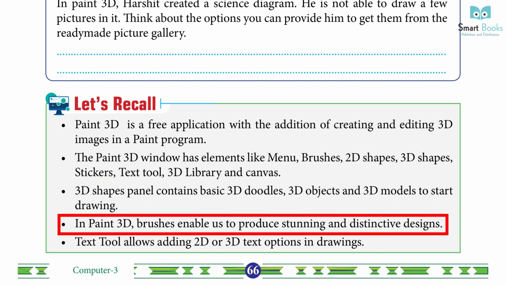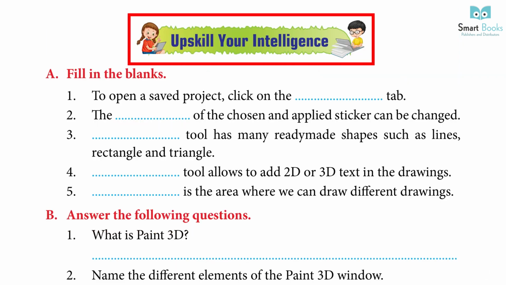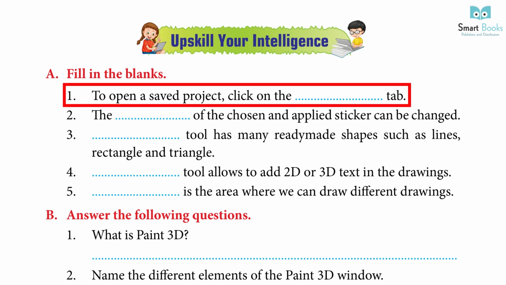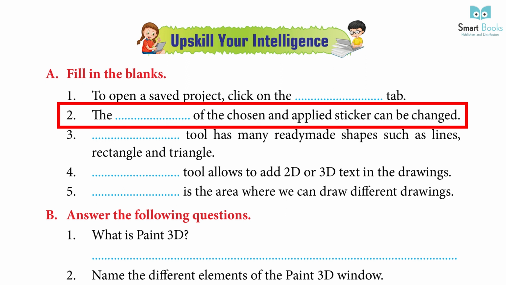In Paint 3D, brushes enable us to produce stunning and distinctive designs. The text tool allows adding 2D or 3D text in drawings. Upskill your intelligence. A. Fill in the blanks. 1. To open a saved project, click on the dash. Answer: menu.